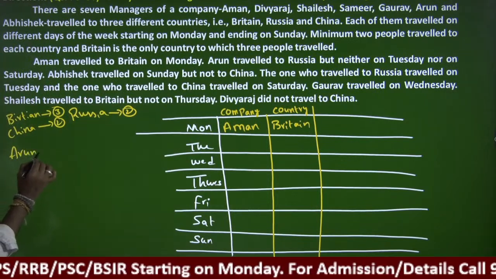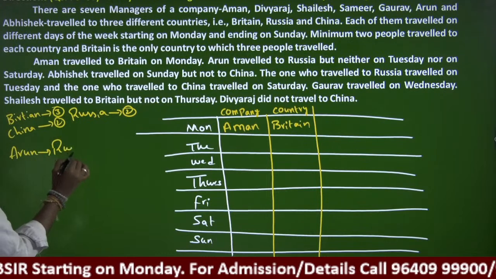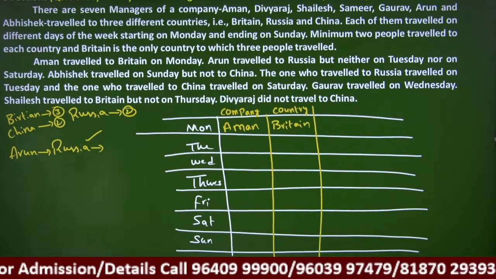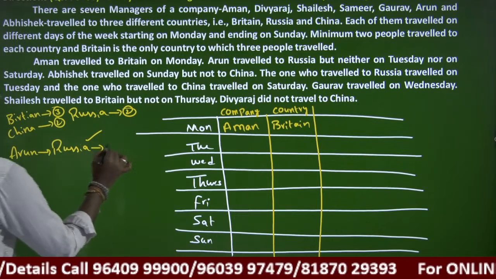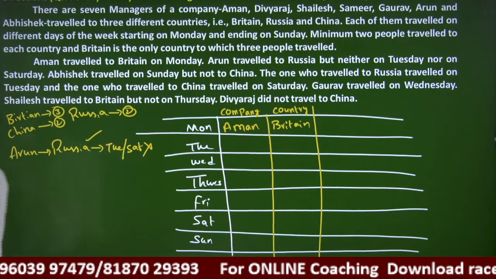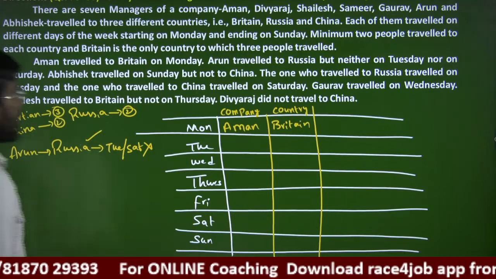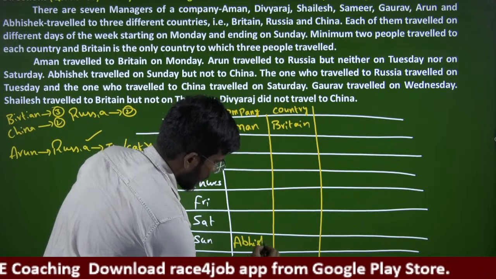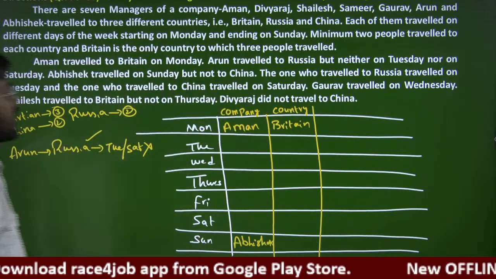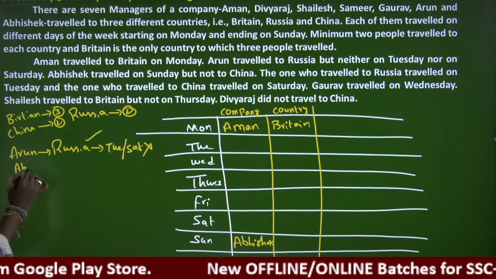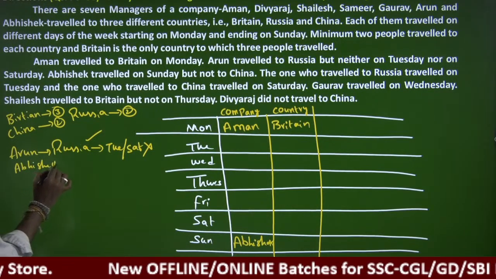Arun traveled to Russia, but neither on Tuesday nor on Saturday. Next, Abhishek traveled on Sunday. Here we can say that Abhishek is fixed here. Abhishek traveled on Sunday, but not to China. Abhishek does not travel to China.